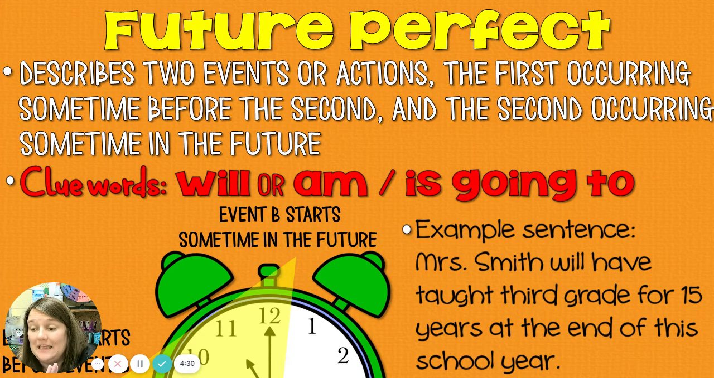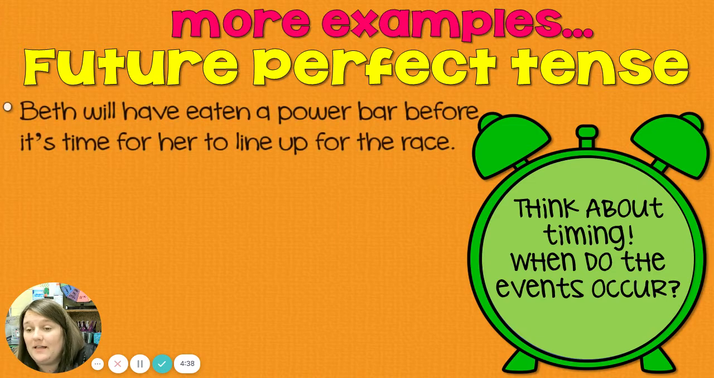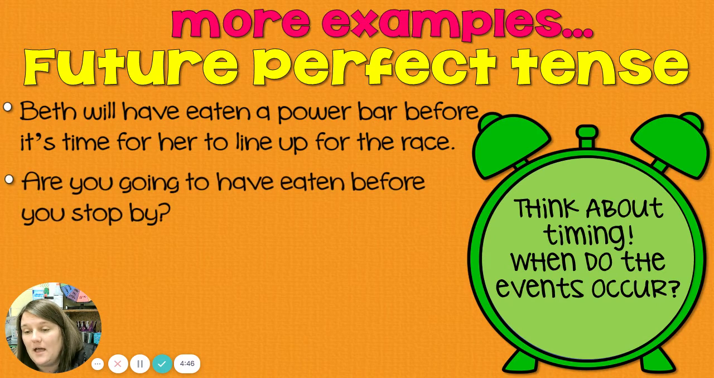Both of those happen. We're saying that she will have taught that at the end of the school year, which is in the future, okay? Beth will have eaten a power bar before it's time for her to line up for the race. Again, look for that will. We know that's future tense. Are you going to have eaten before you stop by? That's asking a question about the future. They're stopping by later.